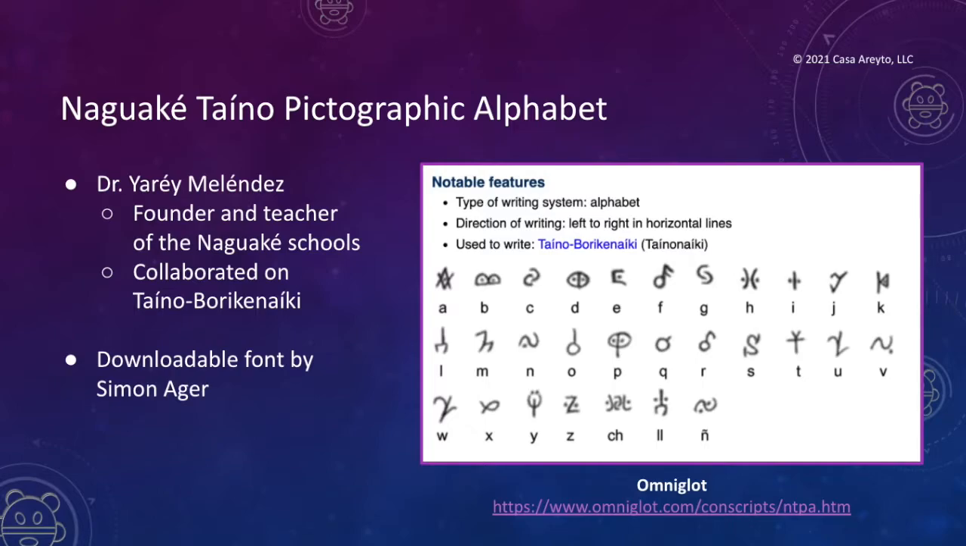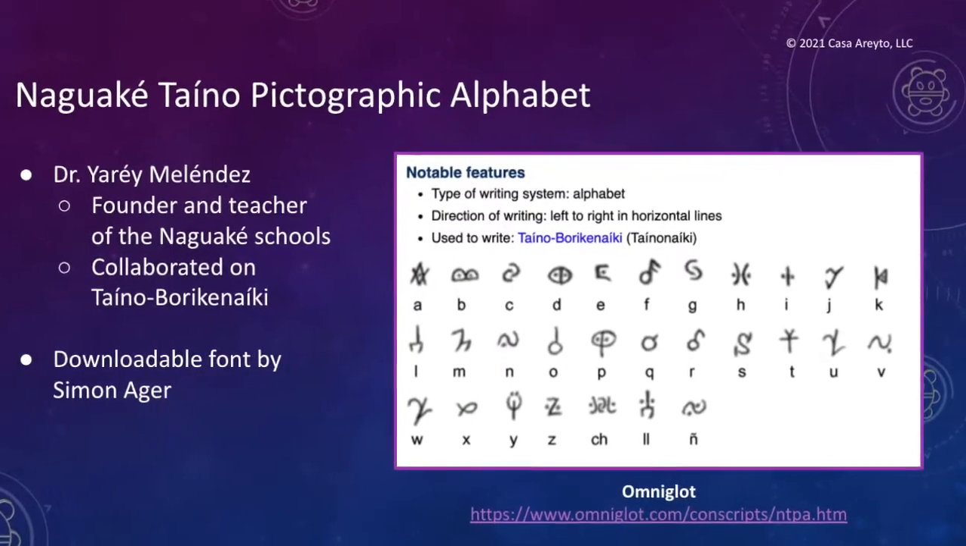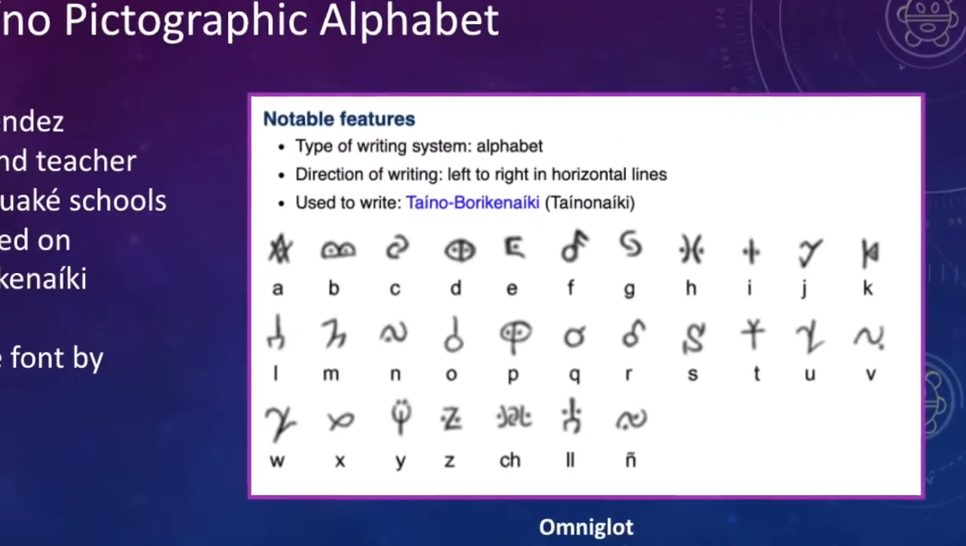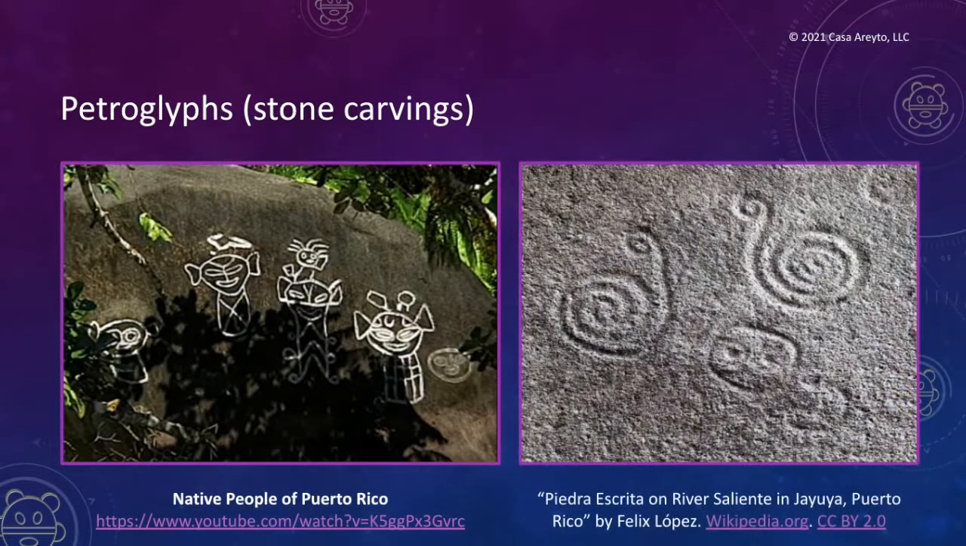Yare Melendez collaborated on the creation of the Taíno Boriquenaiki book, which we use for our lessons. And if you go to omniplot.com, you can get a downloadable font. That is what I use. You'll notice that a lot of the Taíno symbols for the Nahuatl pictographic alphabet were actually derived from the petroglyphs that our ancestors left behind. Those are the stone carvings with symbols that were important to them.